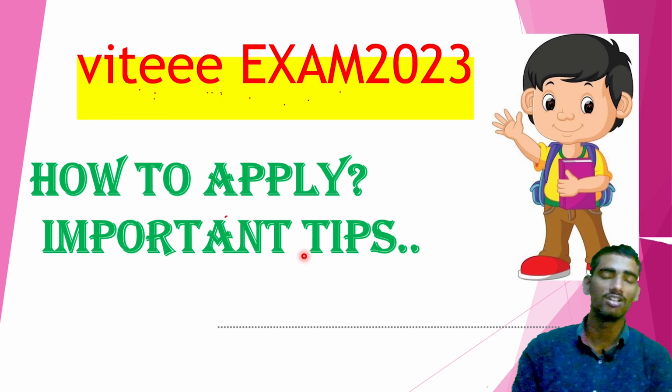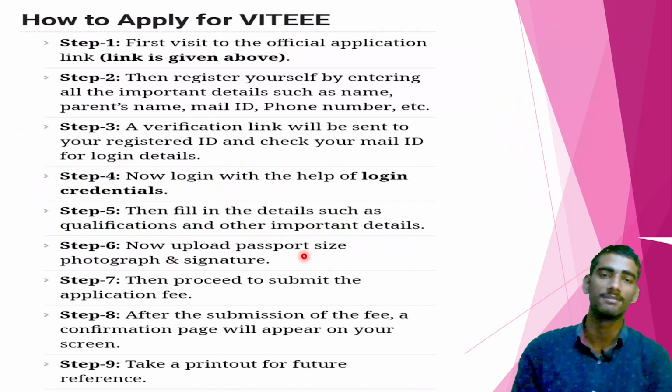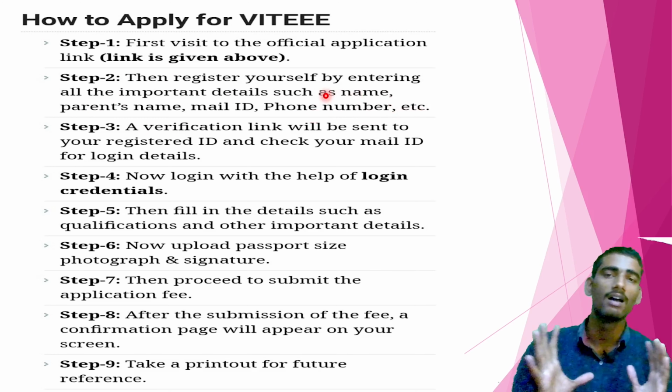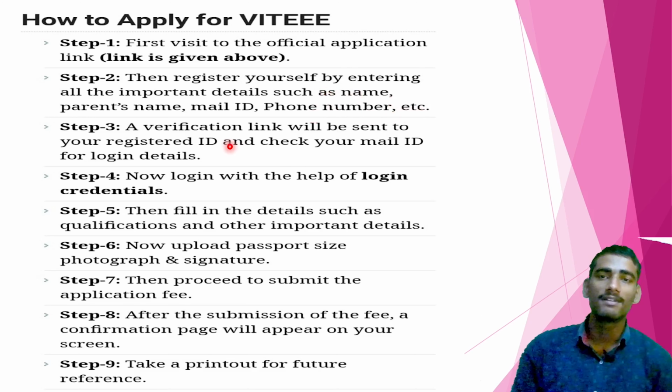Okay. So let me talk about how you can apply for the VTEE examination. First of all, step one, visit the official website. I will provide the link in the description from where you can directly access that website. After that, first you have to register yourself by entering all the important details such as the name, parent name, mail ID, phone number, etc. Simply give your personal details related to the educational background. Now after that a verification link will be sent to your registered email ID and you have to check the email ID for login details.